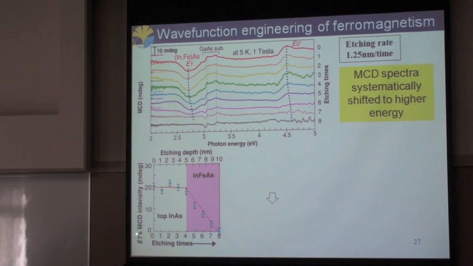And this is the intensity of the E1 peak. During the etching of the top layer, the intensity doesn't change. And when we start etching the indium iron arsenide, the intensity of E1 shows a decrease. This is very natural.